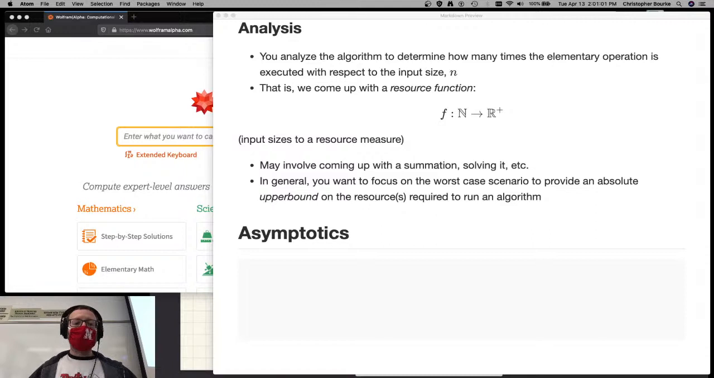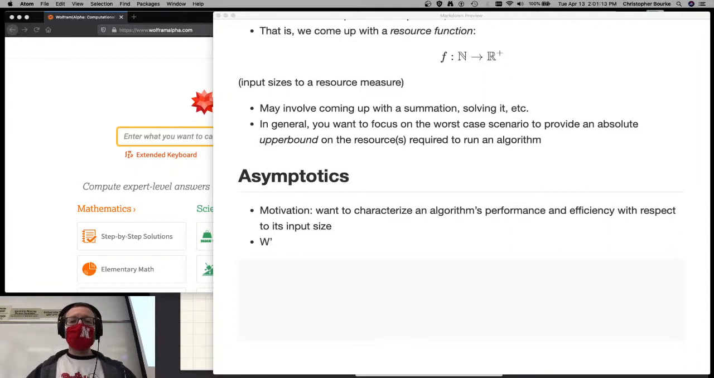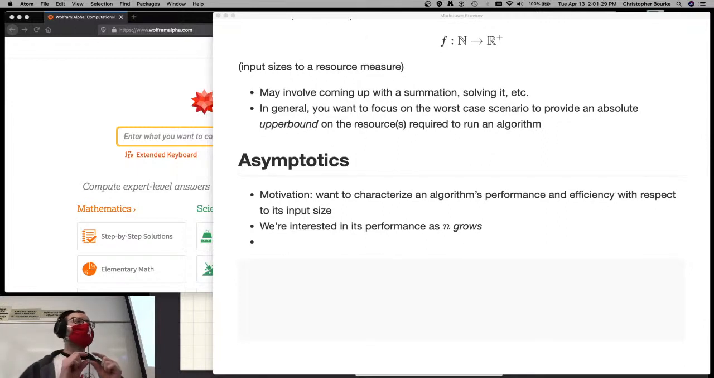All right. So again, our motivation here is that we want to characterize an algorithm's efficiency or performance with respect to its input size, n. Right. We're interested in its performance as n grows. In other words, as the input sizes get larger and larger and larger. We're not necessarily concerned with small input sizes.